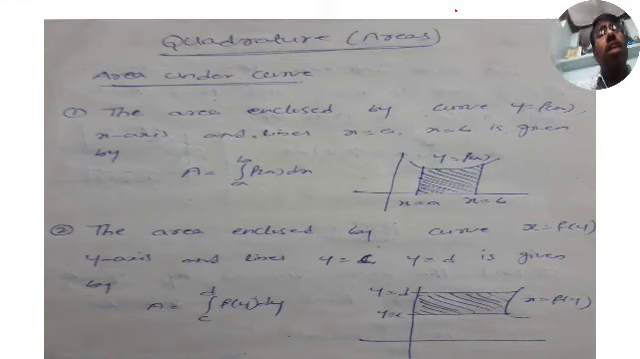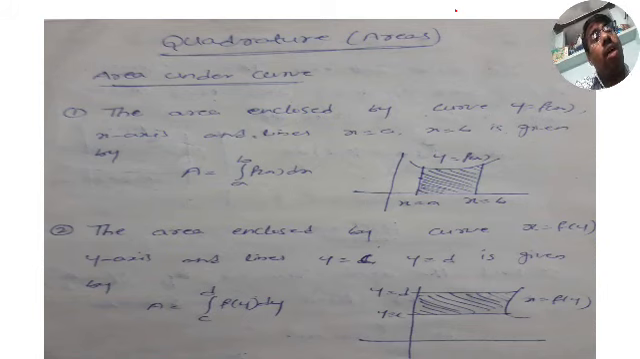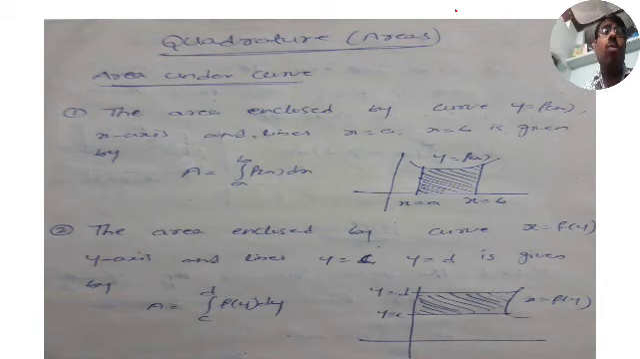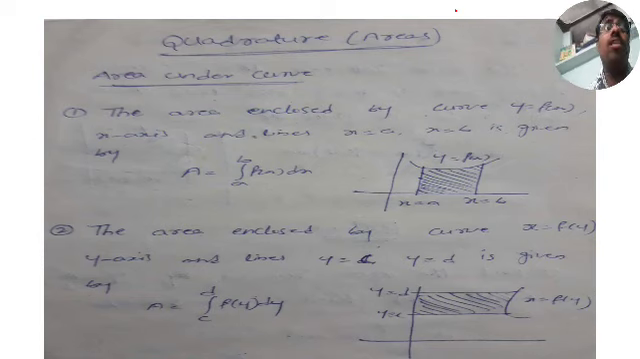So, these are the two formulas. Curve, x-axis, line x equal to a, line x equal to b: the area is integration a to b f of x dx. Now, x equal to f of y curve, y-axis, line y equal to c, line y equal to d: then the area bounded by these boundaries is integration c to d f of y dy.